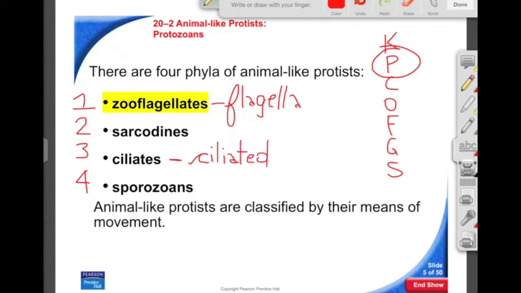Our sarcodines have amoeboid motion. So we'll just say amoeboid for short. And the sporozoans, I always underline spore here because I think about spores that float through the air. For example, I think about fungal spores. They really can't move on their own. Something else has to move them. So these sporozoans are non-motile.